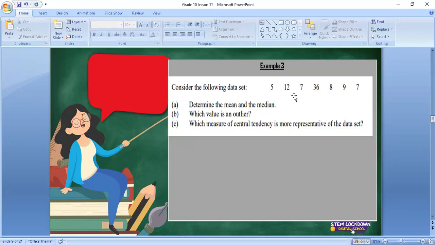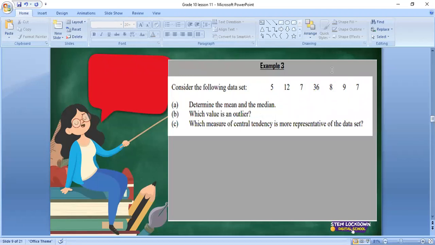How do you get the middle number? You find the position of the median. Half of 7 plus 1, which is 8, so half of 8 is 4. That means the number at the fourth position will be our median. So we now have our mean as well as the median. Which value is an outlier?